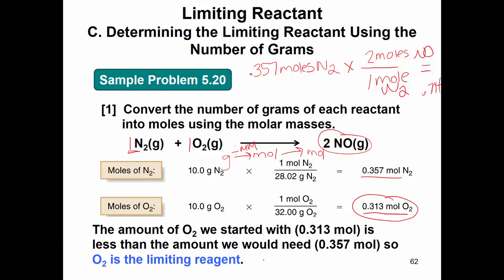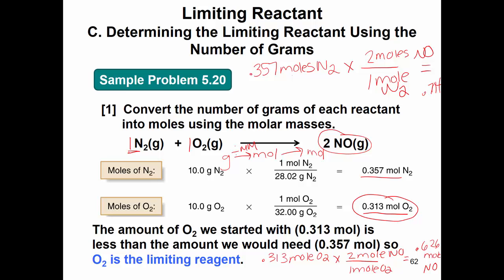Okay. If you take 0.313 moles, we have 1 mole of oxygen in our balanced equation and 2 moles of NO. So this second step probably seems sort of pointless because it doesn't really do anything. 0.313 times 2 equals 0.626 moles.